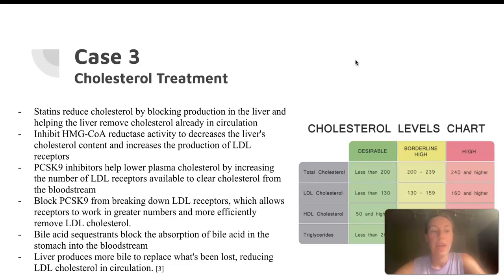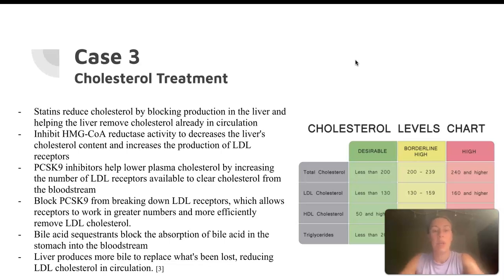Statins reduce cholesterol by blocking production in the liver and helping the liver remove cholesterol already in circulation. And they also inhibit HMG-CoA reductase activity, which therefore decreases the liver's cholesterol content and increases the production of LDL receptors so that we can uptake more of that bad cholesterol in the circulation.